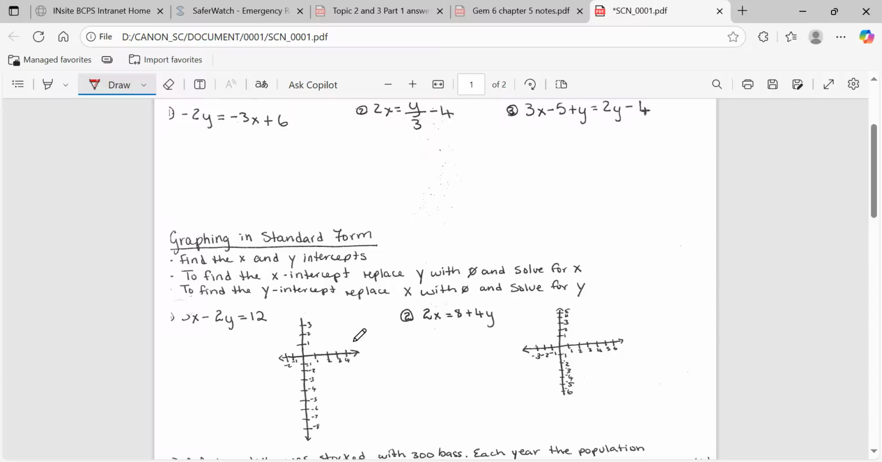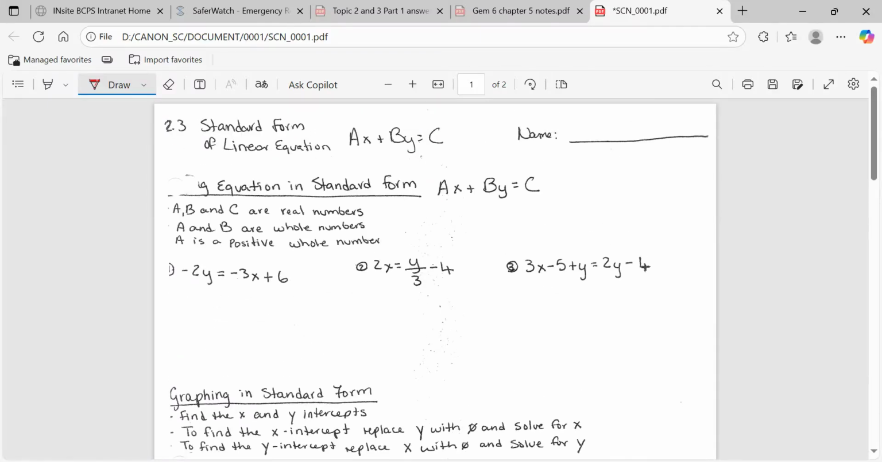Hello, Algebra. Today we are going to move on to 2.3, standard form of a linear equation. The standard form of a linear equation is ax plus by equals c. As you can tell, there's no m in here, so you cannot just tell the slope, but it's its own thing, right? Ax plus by equals c, where a and b need to be real numbers.